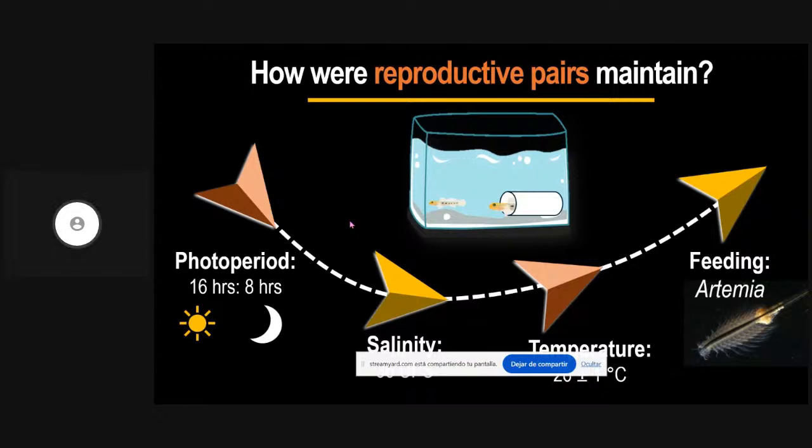Reproductive pairs were maintained under specific conditions. The photoperiod was maintained at 16 hours light and 8 hours dark, salinity was maintained at 36 ppt, and temperature ranged from 25 to 27 degrees. Feeding was twice a day, one at 10 a.m. and one at 4 p.m., with adult Artemia.